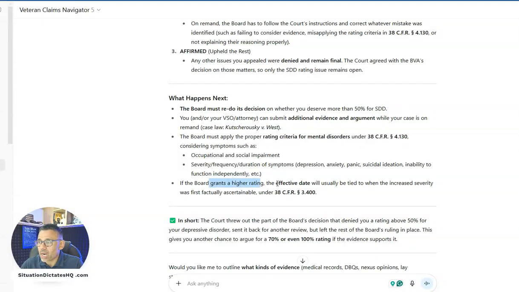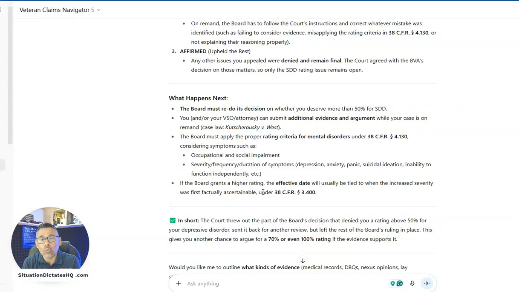For something like this, where this is what it's talking about: If the board grants a higher rating, the effective date will usually be tied to when the increased severity was first factually ascertainable, which means the intent to file date, the original date of the file. Now, here's the thing. If this veteran just submitted a claim without an intent to file date, then the date that the veteran submitted the claim, that's the date. So from that date, if it takes 2 months, a year, 2 years, it's going to go to that date when the claim was submitted.